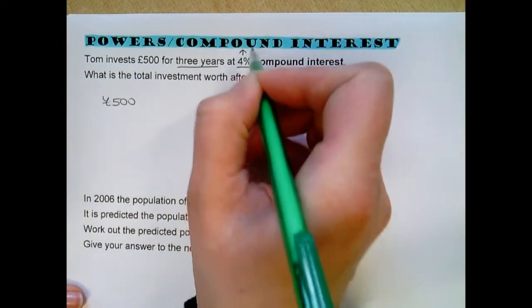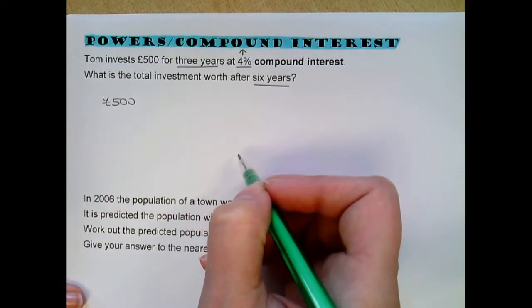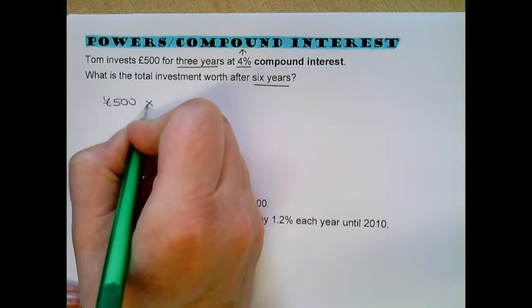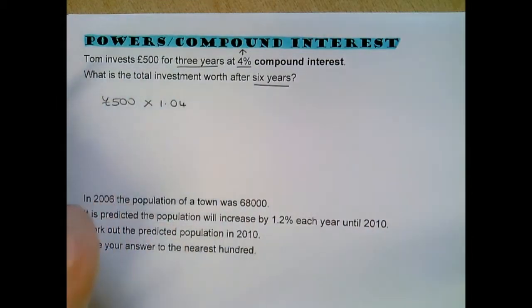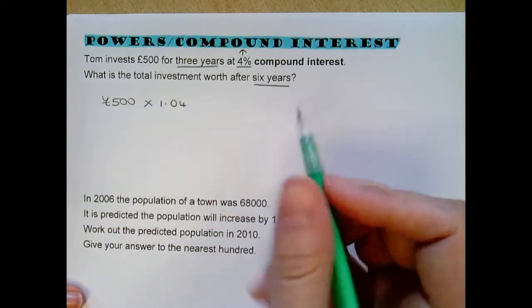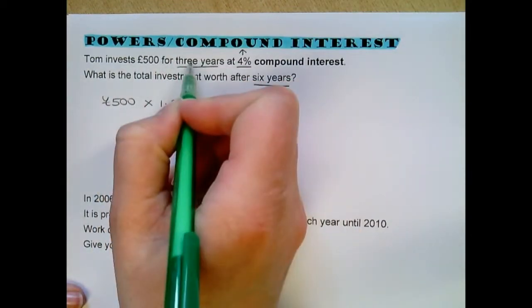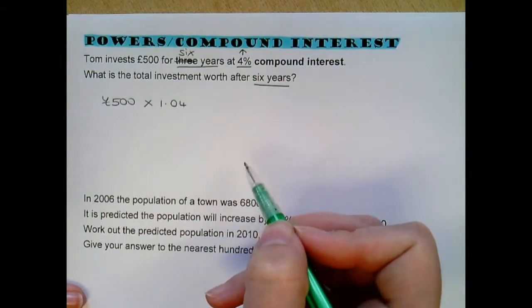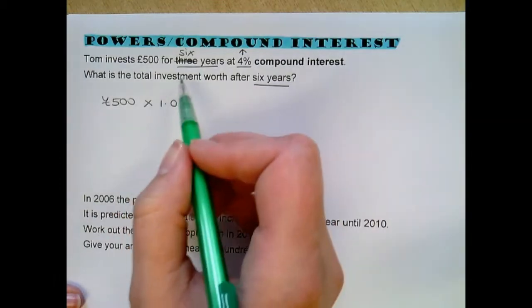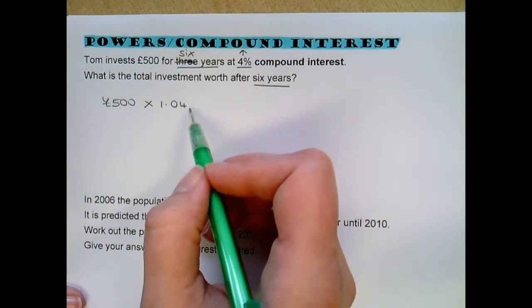So after 1 year, it will go up by 4%. So to go up by 4%, you do 100 plus 4 is 104, and then turn that into a decimal multiplier would be 1.04. So that would get you the amount after 1 year. But I just realised it says 3 there and then 6. I think it was supposed to say 6. Should have really checked these questions before I started making the video. So that would be how you would find the amount in the bank after just 1 year.